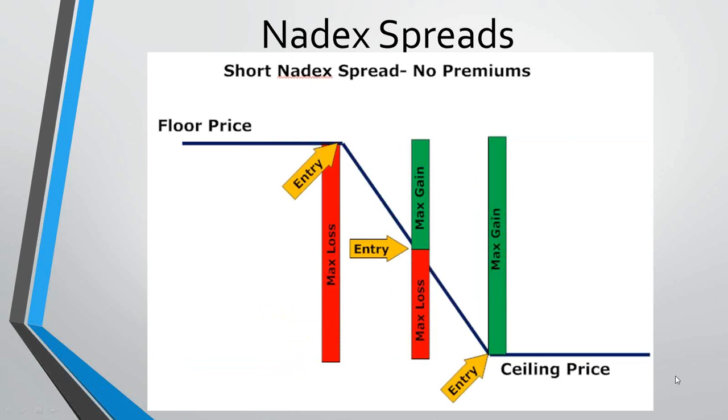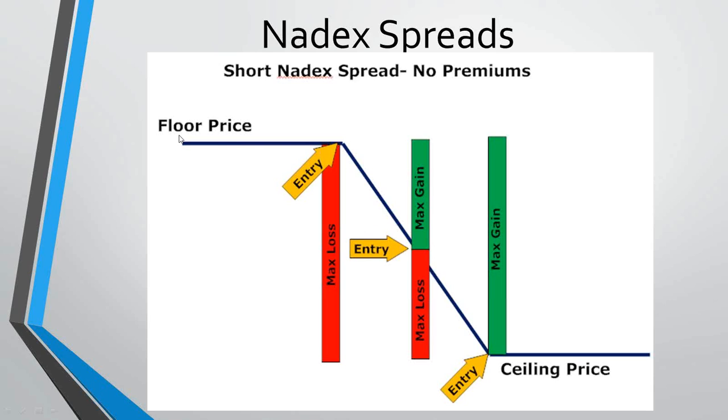As we go into short, it's exactly the same thing. Again, if there were no premiums, this is the perfect shape of the risk graph. You have even max loss and max gain at the dead center between the floor and the ceiling price. Max gain if you were to enter a short at the ceiling price, and max loss at the floor.